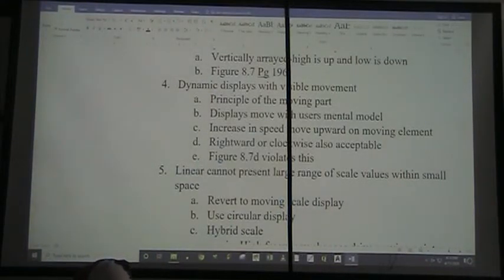right? But again, figure 8.7D is in violation and probably got written a ticket. No, wait, that doesn't make any sense.